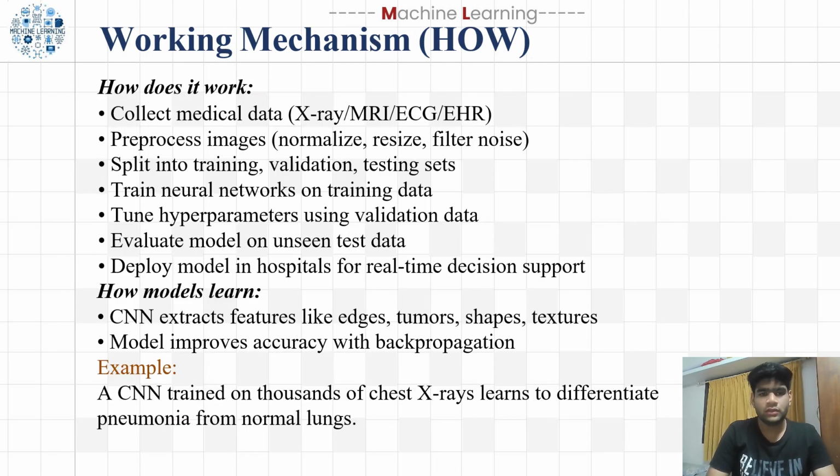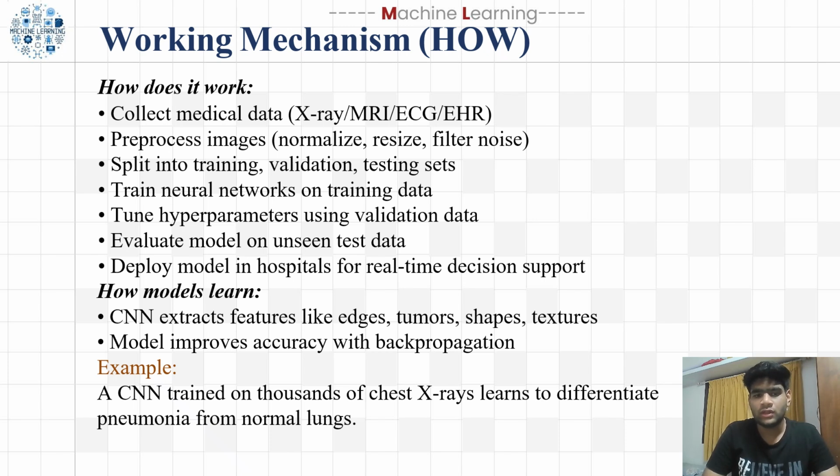How does the model work? Firstly, the data is collected, which is obviously the medical data. Preprocessing of images is done: normalizing, resizing, and noise is filtered out. Splitting into training, validation, and testing sets is done. Train the neural network on training data. Tune hyperparameters using the validation set and evaluate the model on unseen test data. Lastly, we deploy it in the hospital for real-time decision support.